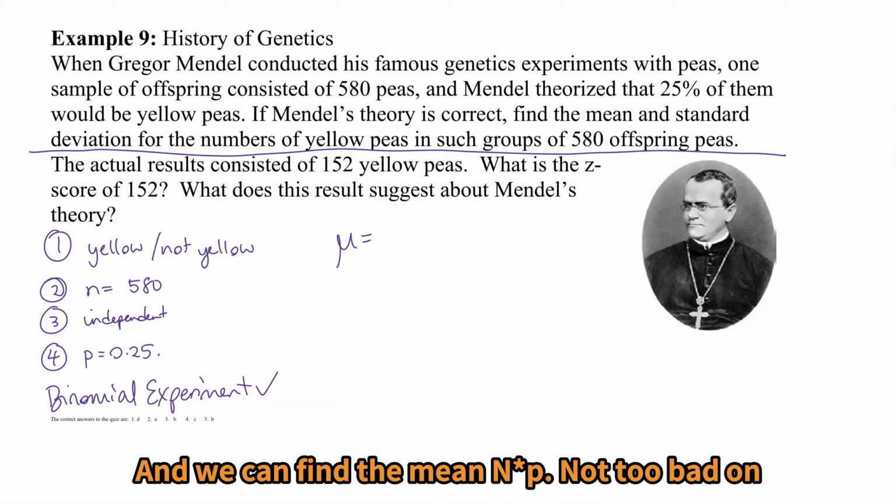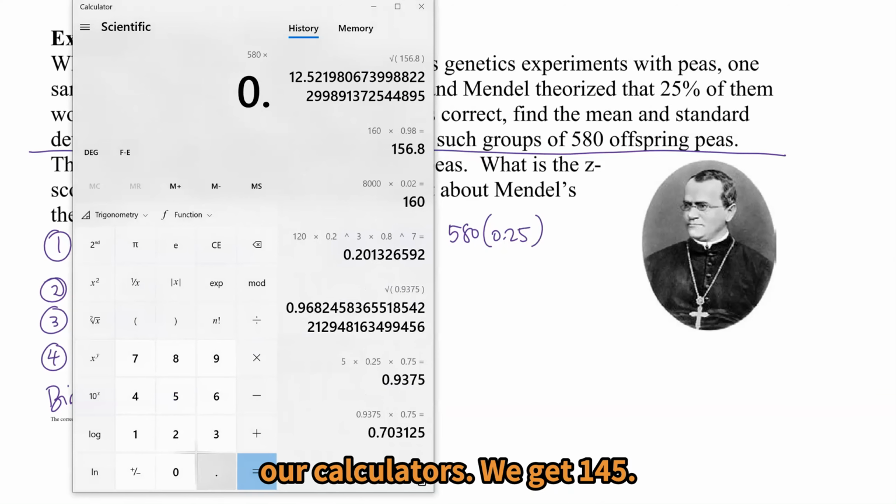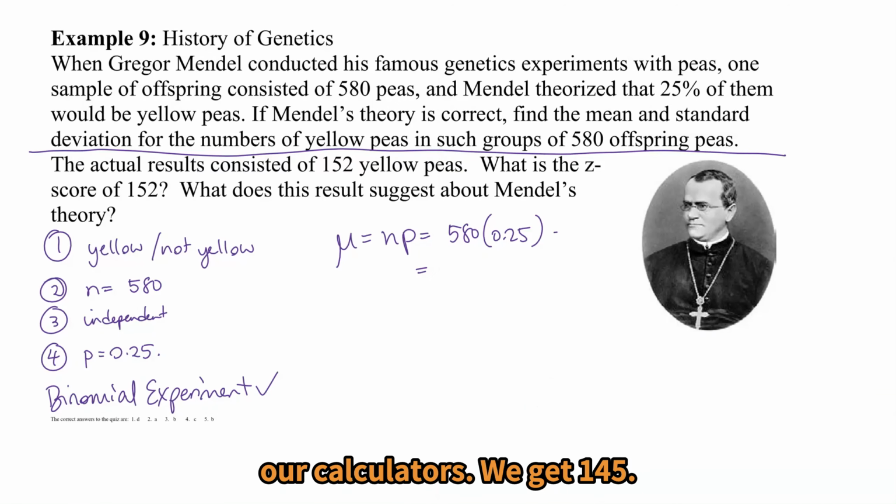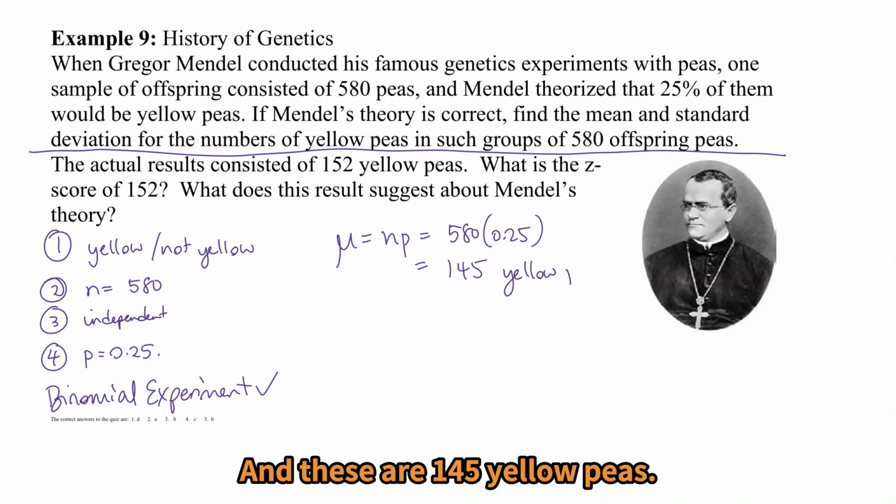and we can find the mean, n times p. Not too bad on our calculators. We get 145. And these are 145 yellow peas.